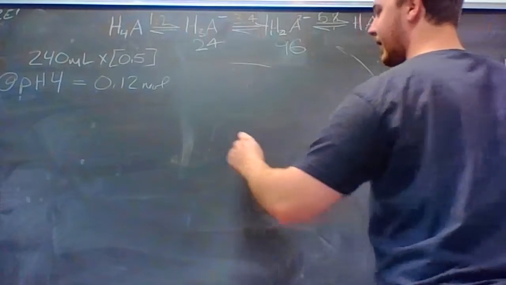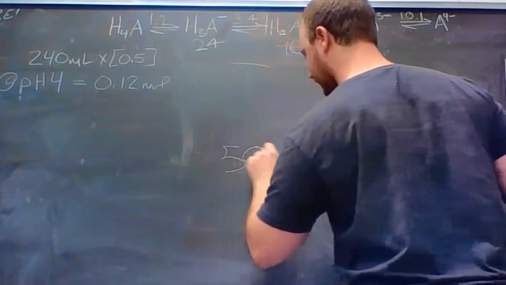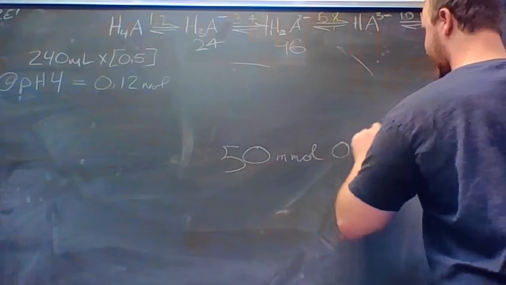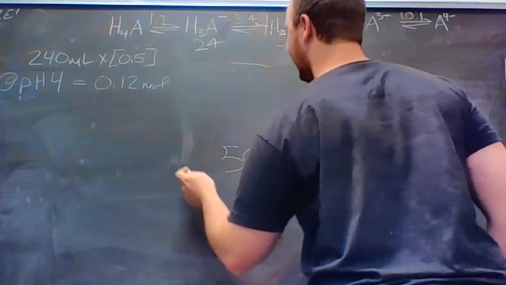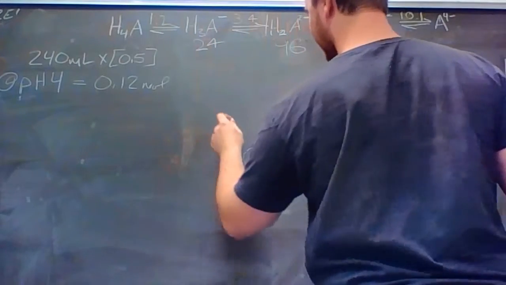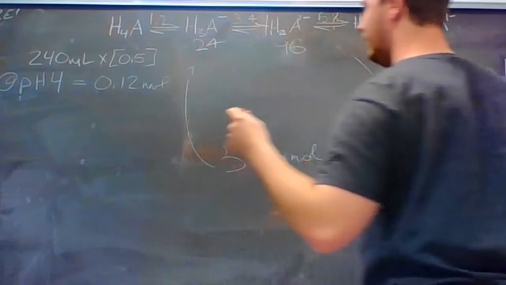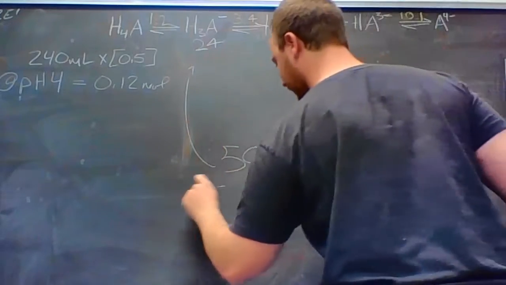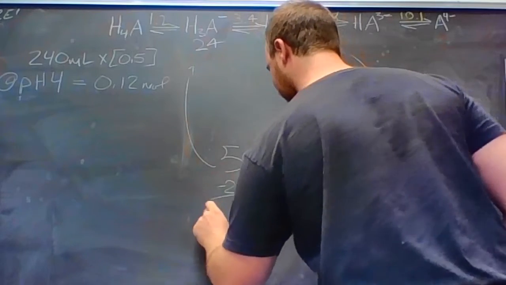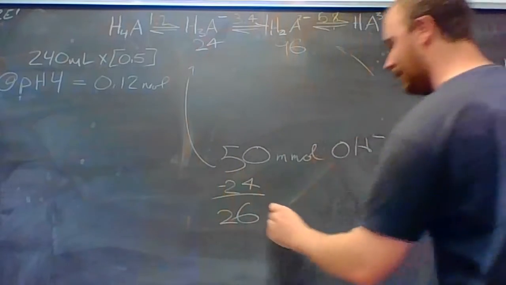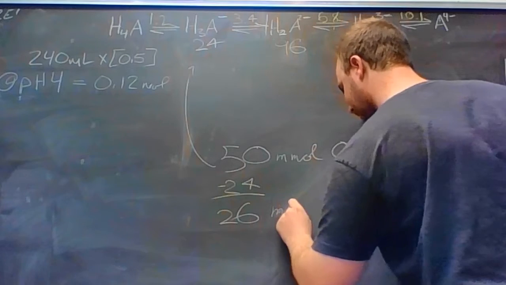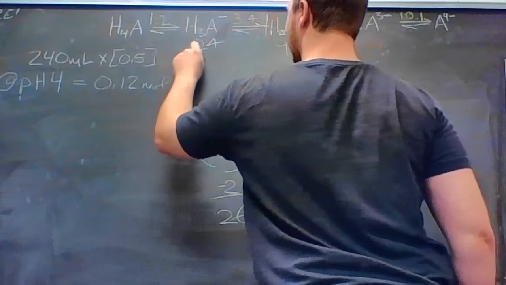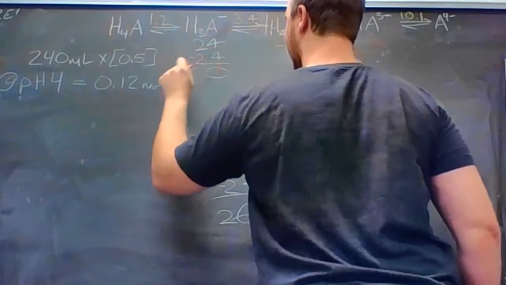Now we come back to the 50 millimoles of the hydroxide added. It's actually base, not acid. I don't know why I said that. So we know first off it attacks the most easily ionizable group, which is the 24 millimoles of protonated acid. So subtract out the 24 millimoles of the hydroxide used to attack, leaving us with 26 millimoles left, which completely eradicates that protonated form.